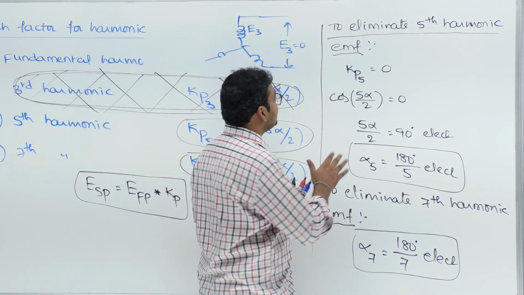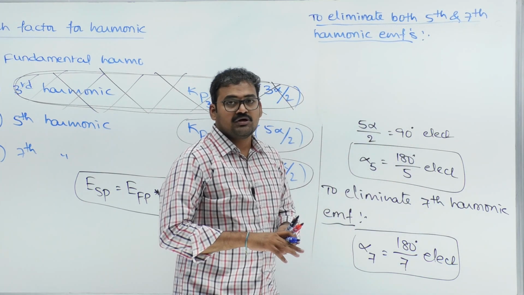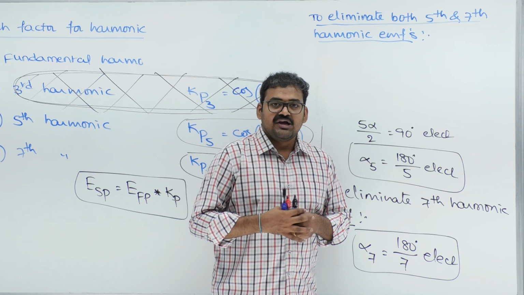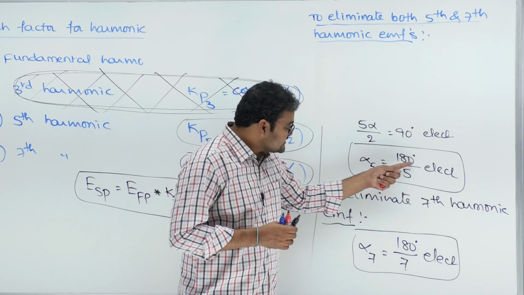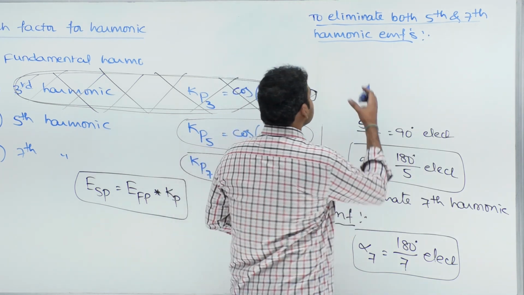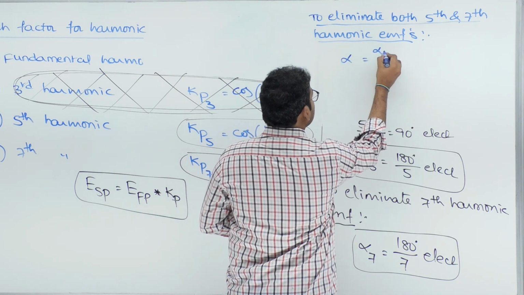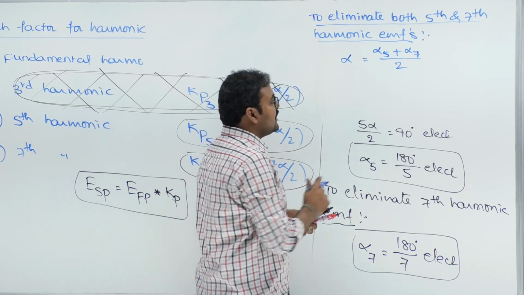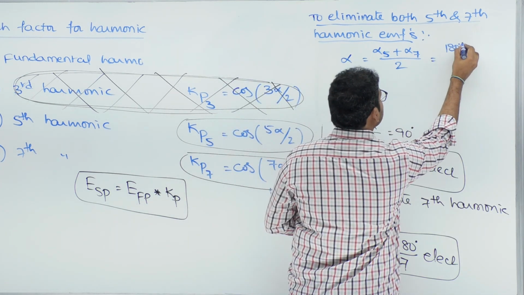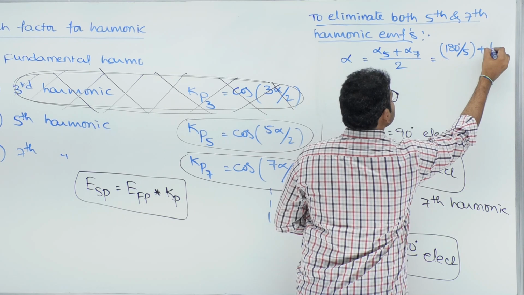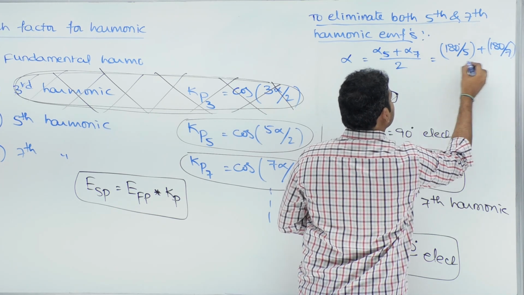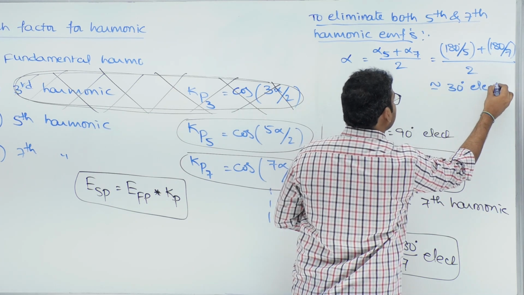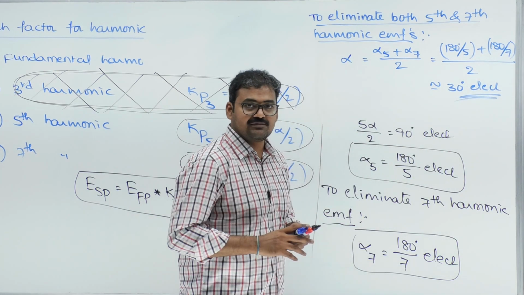So let me write clearly here. To eliminate the effect of both fifth and seventh harmonic EMFs, we have to use a short pitch angle which is the average between these two. Therefore, alpha should be the average between alpha 5 and alpha 7. Alpha 5 is 180 degrees by 5. Alpha 7 is 180 degrees by 7. Take the average between the two and it will become approximately 30 degrees electrical.